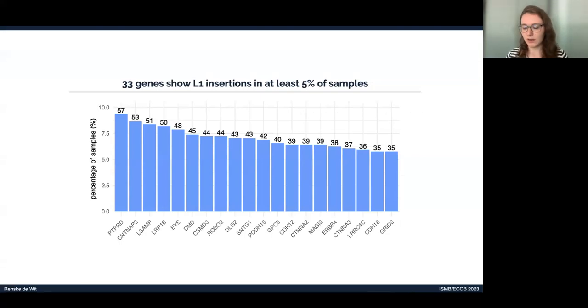If we study all the locations where the LINE-1 insertions occur, we find that approximately 1/3 coincides with a gene. And in our dataset, PTPRD was the gene that was most frequently affected, namely in 57 samples. And in total, we identified 33 genes with at least 1 LINE-1 insertion in at least 5% of our samples.